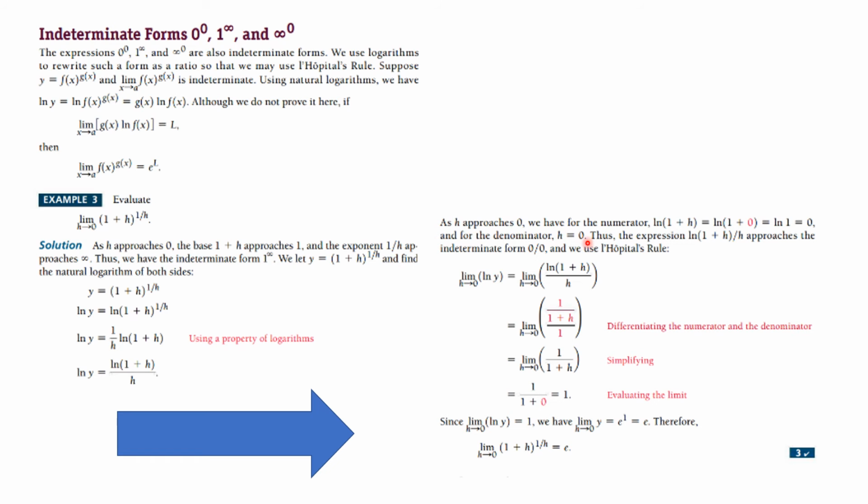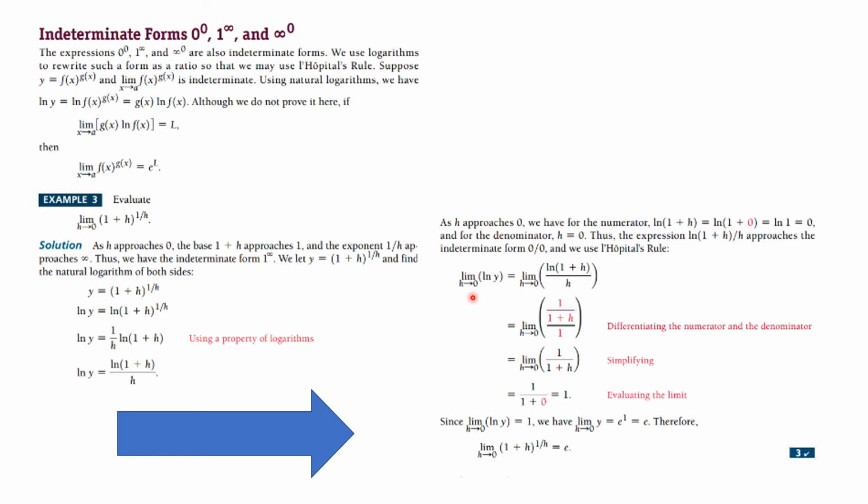Now as h approaches 0, we have the numerator. This, we can just plug it in. This approaches ln of 1 and we get 0. And for the denominator, as h goes to 0, we get h is equal to 0. Thus, this approaches an indeterminate form, 0 over 0. So we can use L'Hopital's rule.